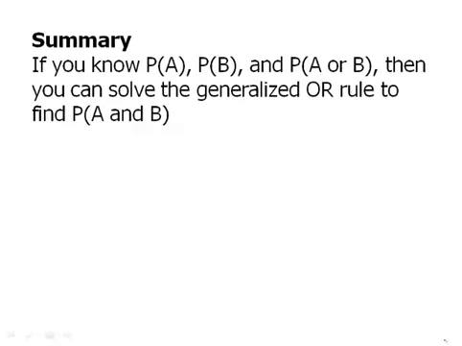And again, if you know the probability of A, the probability of B, and the probability of A or B, then you can solve the generalized OR rule to find the probability of A and B.